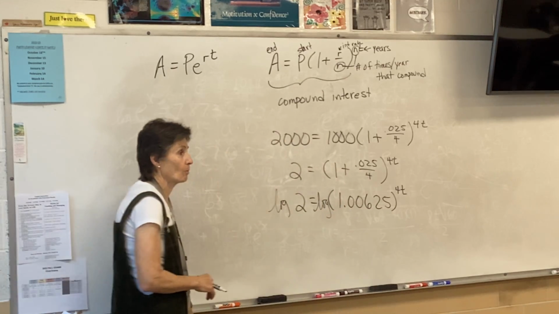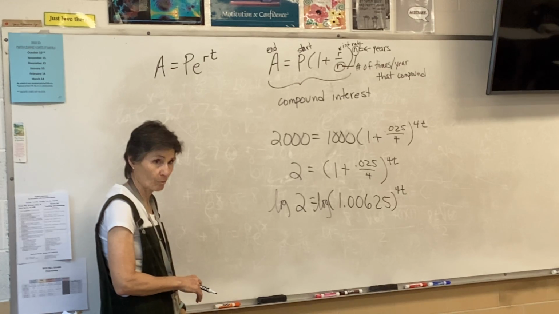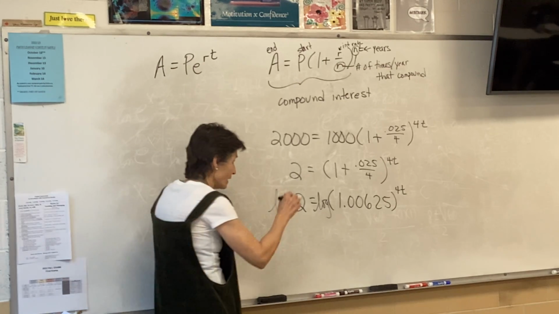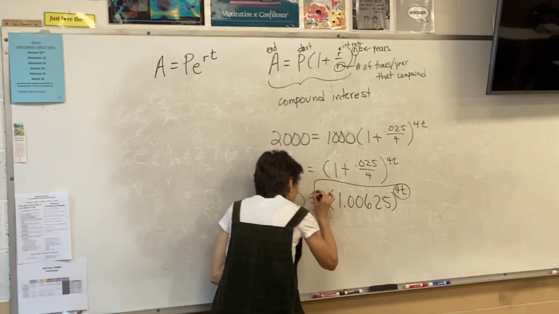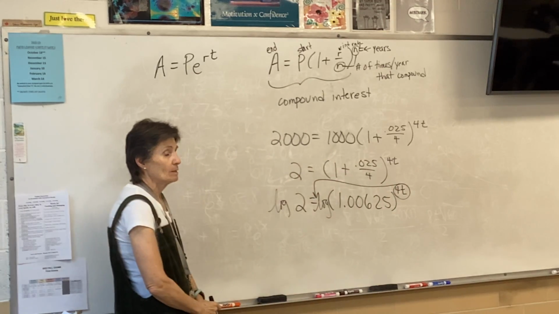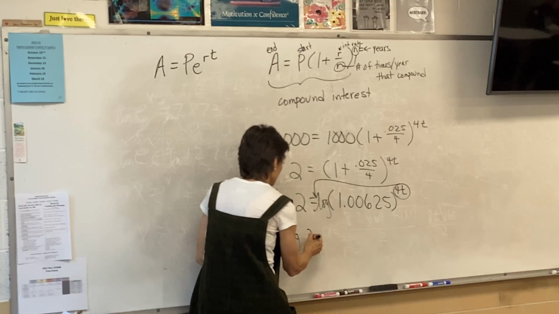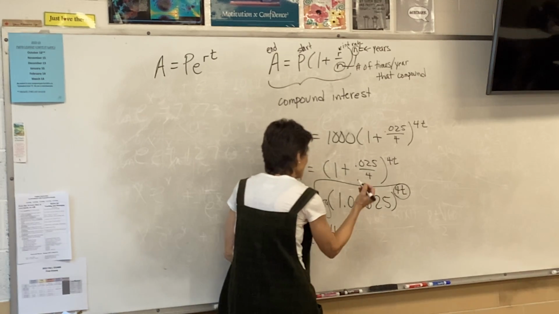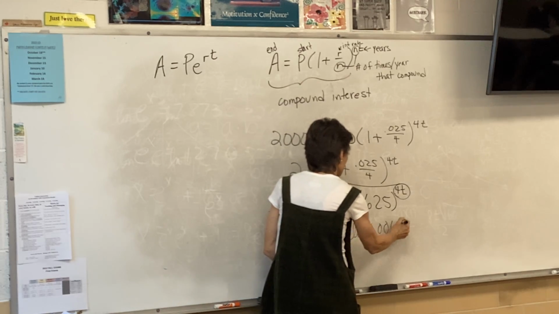We need to get the logarithm in there somehow. Why do we need to get the logarithm in there? Because that's gonna take this guy right here and put him out here, right? Which is where I want him. So the log of 2 equals 4t log 1.00625.